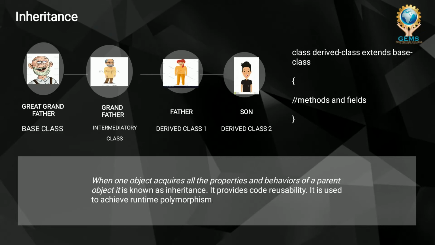So here two classes will be there. One class is a base class or parent class. The second class is a child class. Passing the attributes from the parent class to the child class is called inheritance.